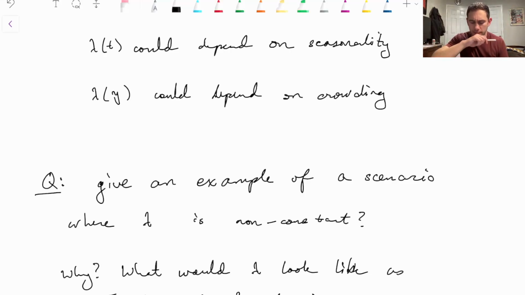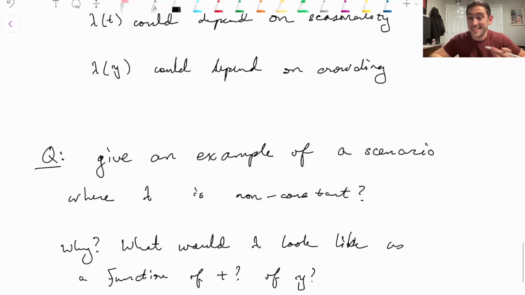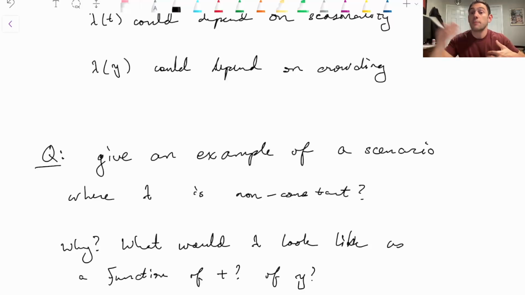Some examples might be resource limitation. There's just not enough resources to support an infinitely growing cell colony. Or maybe there's an external factor like seasonality. Maybe the temperature varies with the season, and the ability of the colony to grow depends on its access to warmth. So come up with an example. How might the birth rate depend on some external factor?